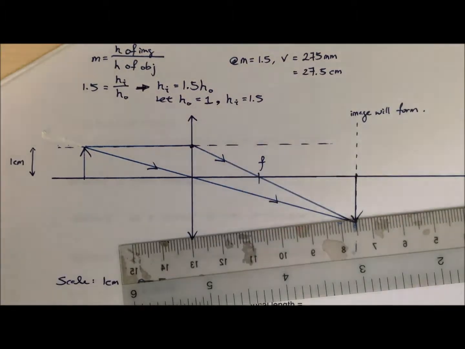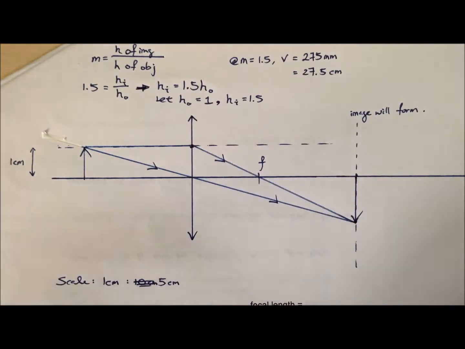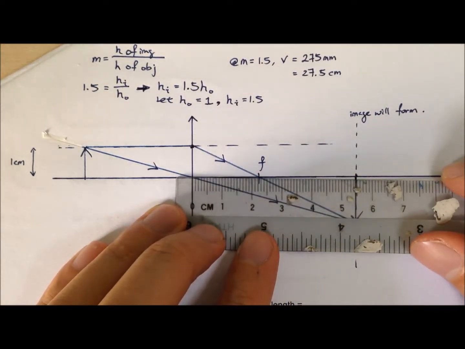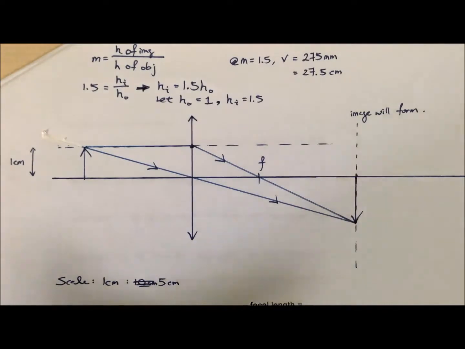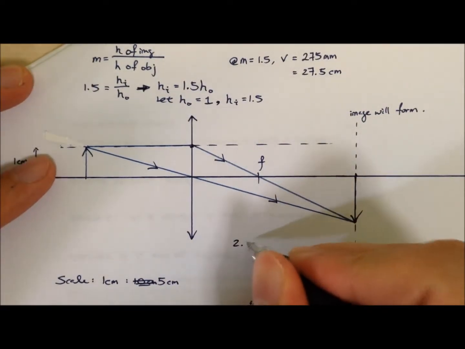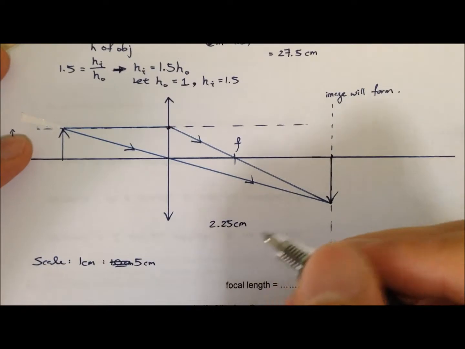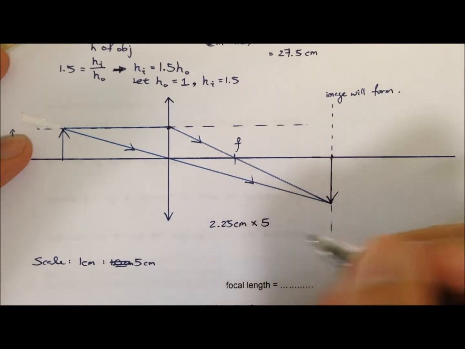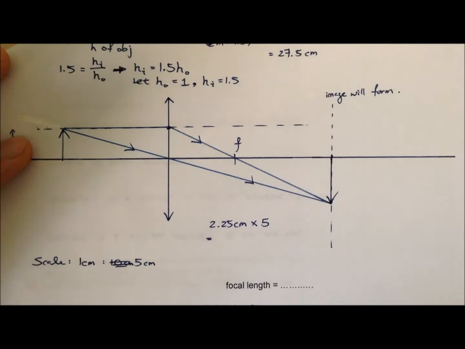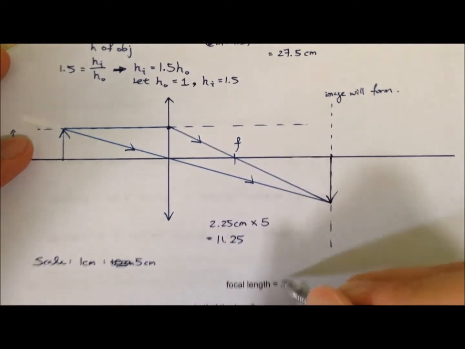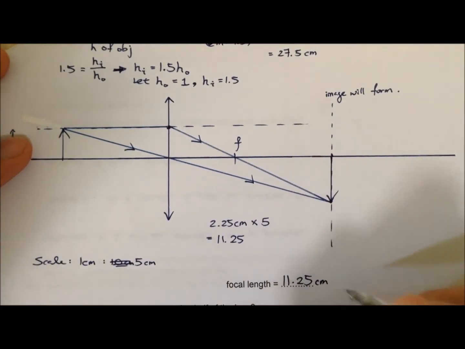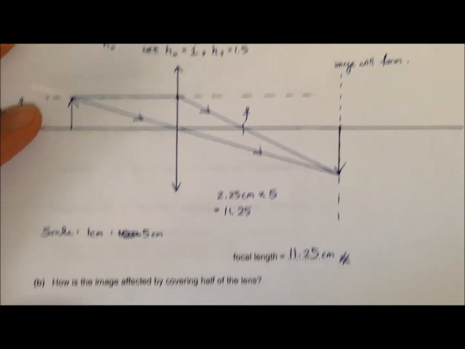Okay, anyway, let's continue. So now we have our F. Measure the F, which is around 2.25. So this F is around 2.25 cm on my diagram. That means I have to multiply it by 5 so that I can get the actual dimension, because that is my scale. So I will get 11.25 cm. Okay, that's how you solve this.